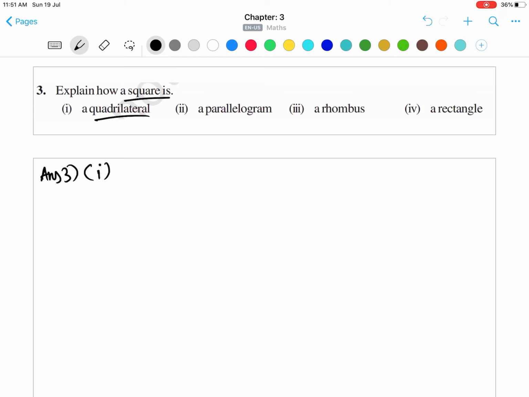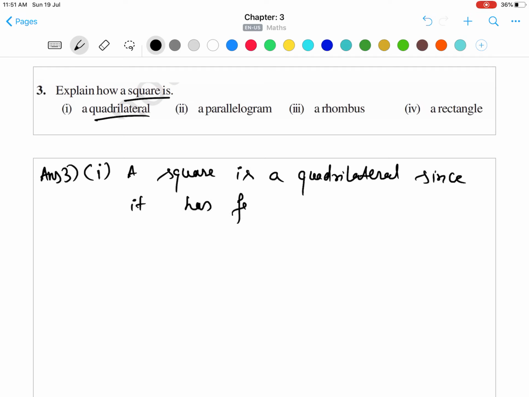So it will be a quadrilateral. So we'll write a square is a quadrilateral since it has four sides. So any shape which has four sides and it has to be a closed shape, then it will be a quadrilateral. Okay. So square is a quadrilateral because it has four sides and it is a closed figure.